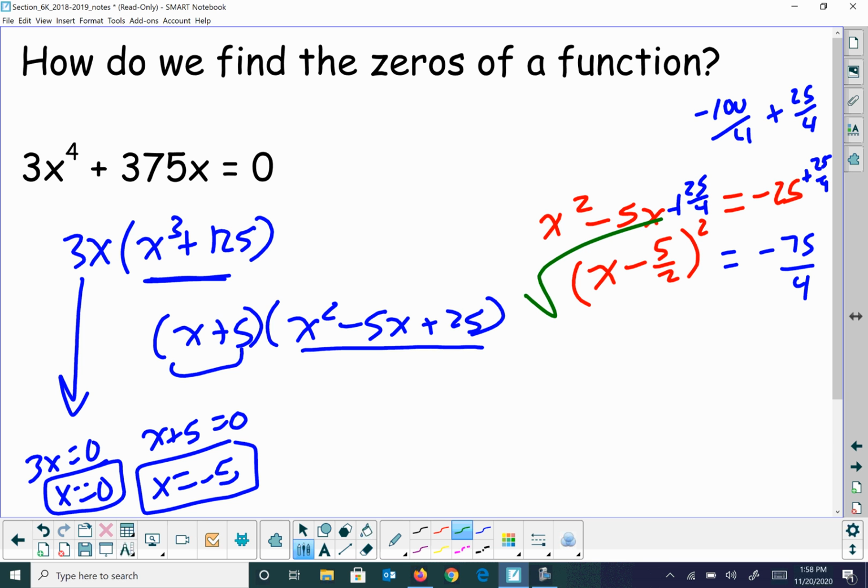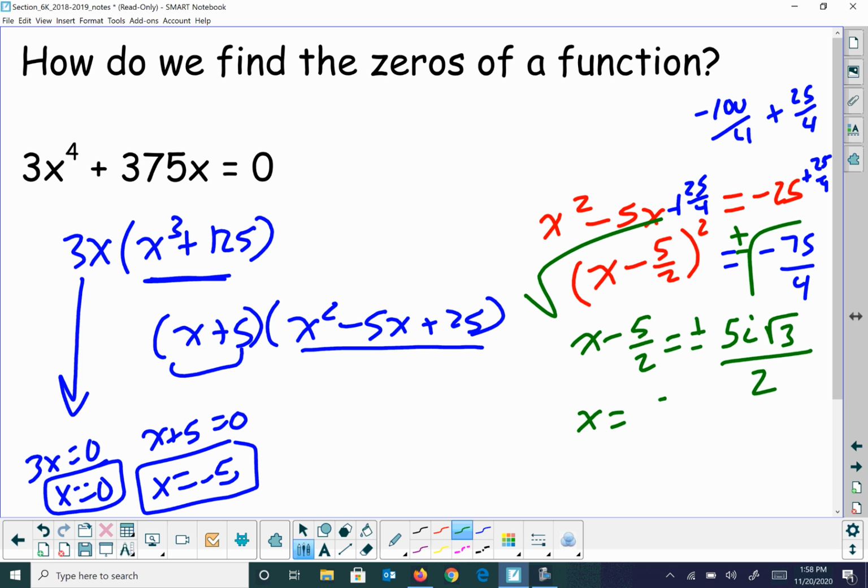Take the square root of both sides. Don't forget the plus minus. So I know I have i. 75 breaks into 25 times 3, so that's going to give me 5i. Inside the radical, I'm going to have a root 3. Square root of 4 is 2. So then I'm going to add 5 halves to both sides.